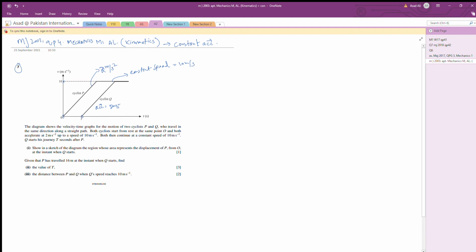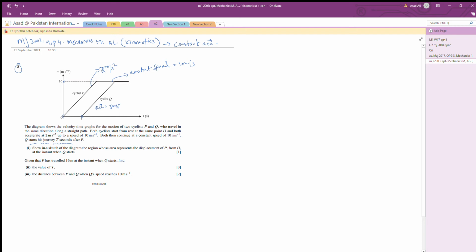Q starts his journey t seconds after P. Now if P is starting at 0 seconds, Q is starting at 0 plus t seconds. If P is starting at 2 seconds, then Q is starting at 2 plus t seconds. That's the rule. They say that Q starts his journey t seconds after P. I will make this more clear in the next steps.